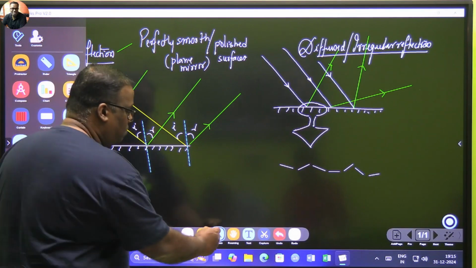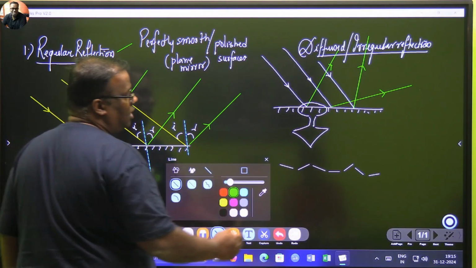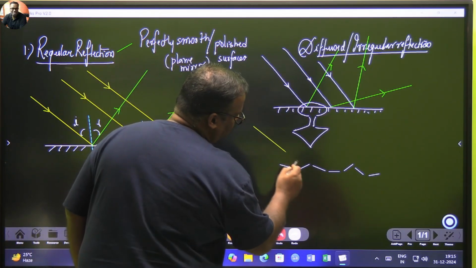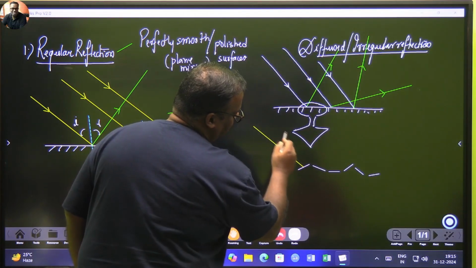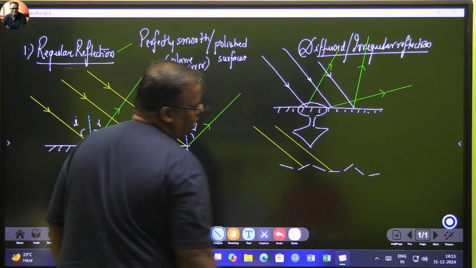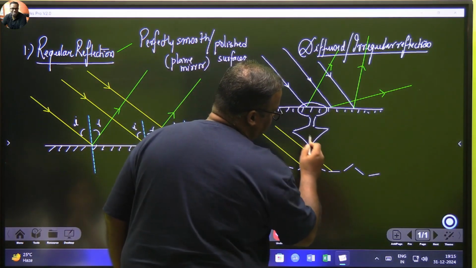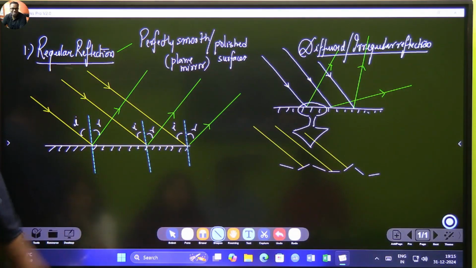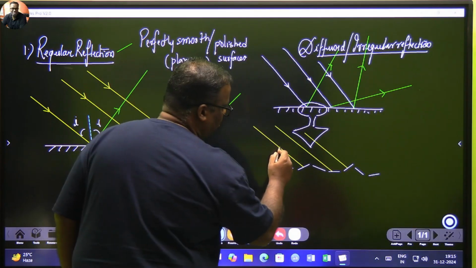Now let us bring our parallel rays as we had brought. Our parallel rays were yellow in color. So let's have our yellow rays. One yellow ray has come like this. The other parallel yellow ray has come like this. The third yellow ray has come like this. So are my incident rays parallel? My incident rays are parallel. No doubt about them.